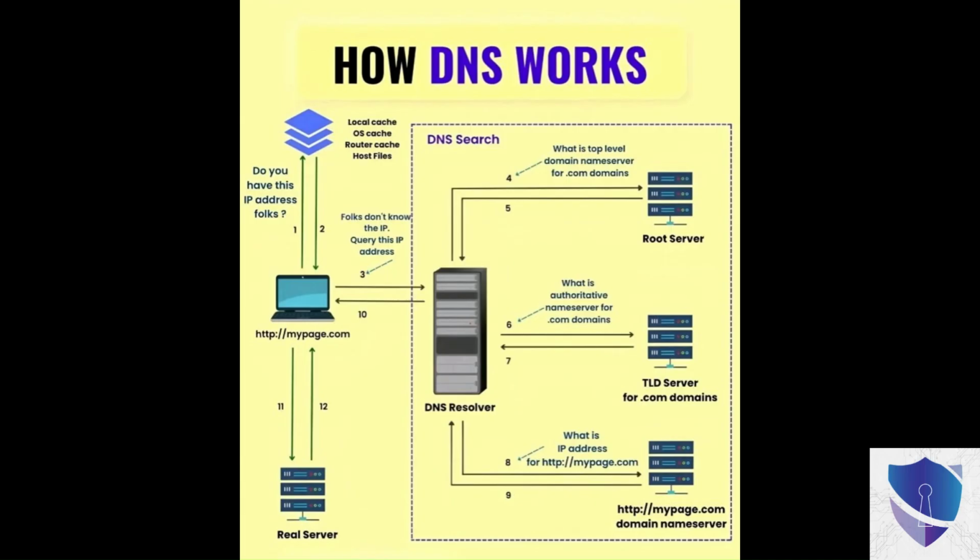Step 4 to 5. Root DNS server. The DNS resolver now asks the root DNS server, who manages .com domains. The root server does not give the IP address. Instead, it replies, ask the .com top-level domain server. Root servers know where to look, not the final answer.